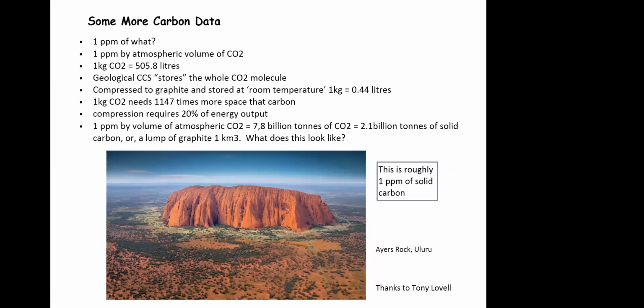Okay, so some more carbon data. We're talking about 1 ppm. What exactly does this mean? So it's 1 part per million by atmospheric volume of CO2. Well, that doesn't sound like a great deal. That's okay, isn't it? Just 1 part per million. That sounds really like a tiny bit. But what is the reality behind that seemingly small amount?